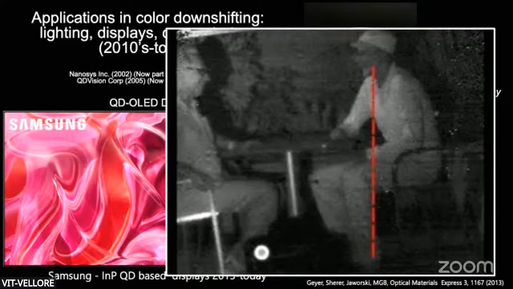What if you want to see everything at once? It turns out there's a very simple way to do that with quantum dots. You put a small layer of quantum dots on top of the indium arsenide sensor. It absorbs the blue and the UV and transfers that color to the infrared.